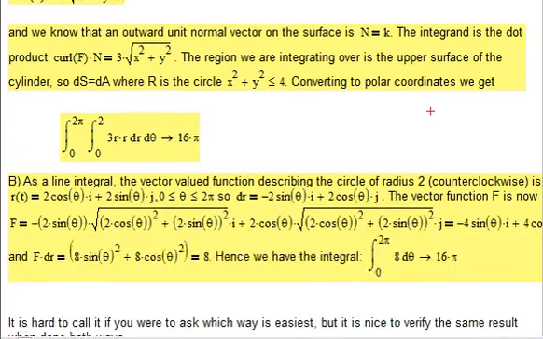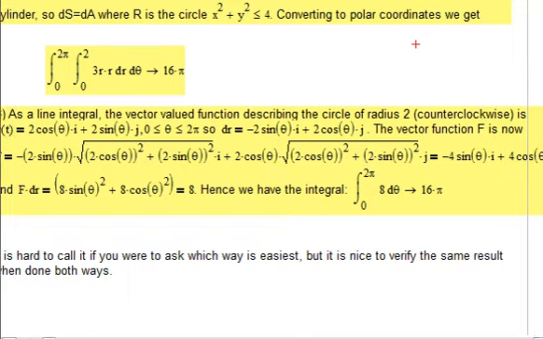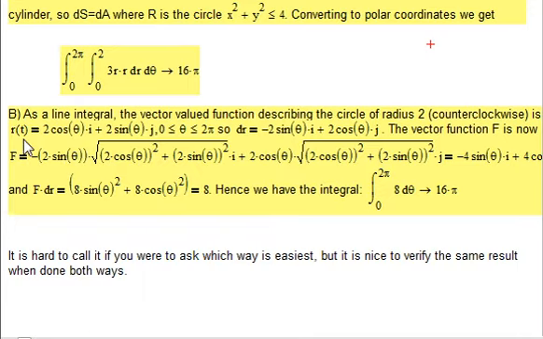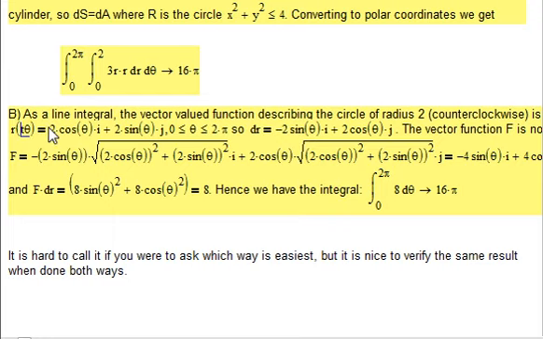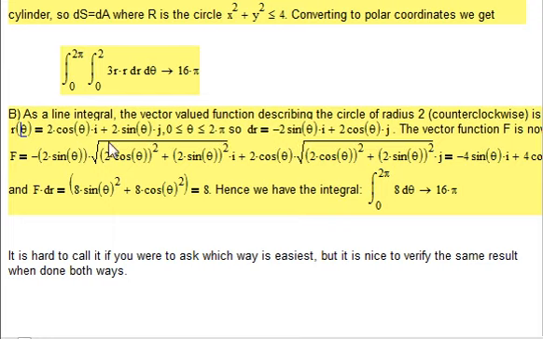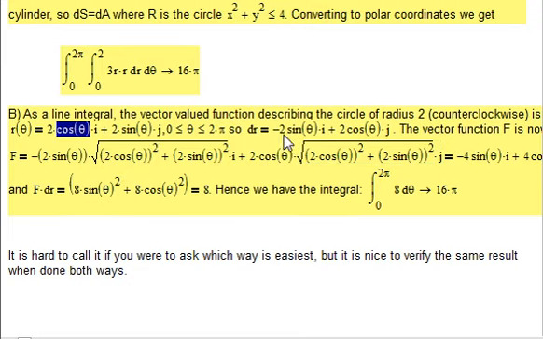As a line integral, the vector valued function describing the circle of radius 2 counterclockwise is r of theta, not r of t, just theta, equals 2 cosine theta i plus 2 sine theta j. Remember, that starts on the positive x-axis and winds up back to itself again because we're going from 0 to 2 pi. And so our dr, the derivative of cosine is negative sine, so negative 2 sine theta i plus 2 cosine theta j.